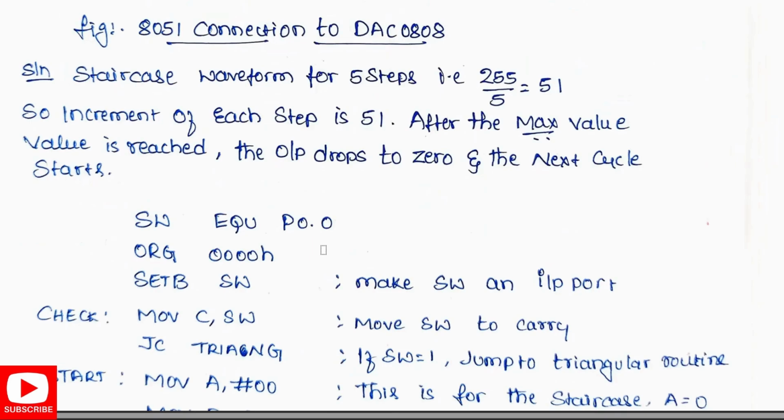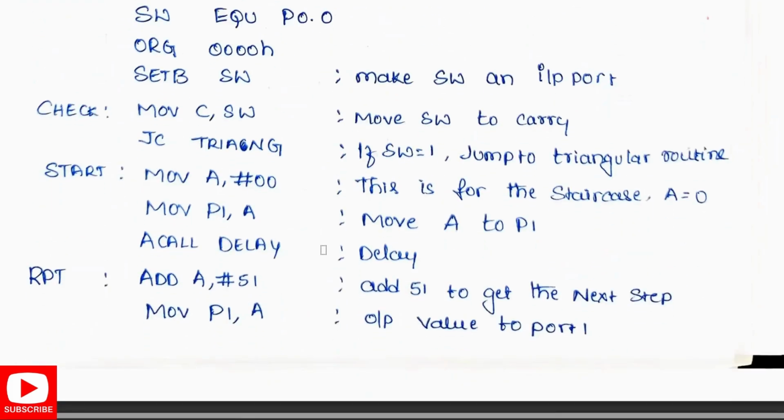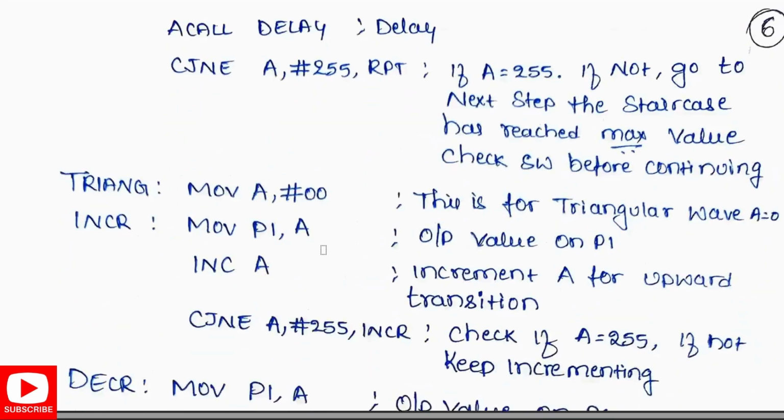So this is the ALP program where we make the switch an input port and move the switch to the carry. And if S is equal to 1, what would be the case? And if S is equal to 0, what would be the case? So S is 1 means it will jump to the triangular routine. If it is 0, then it will go to the staircase. So this is our ALP program.